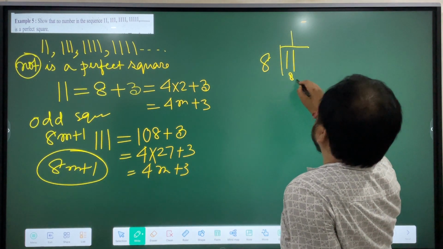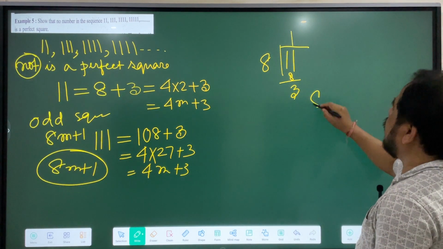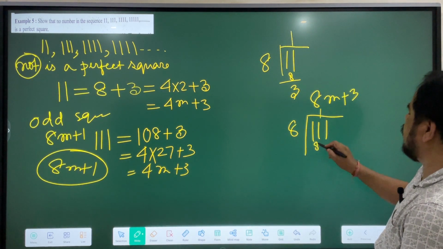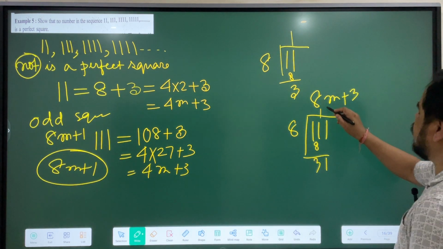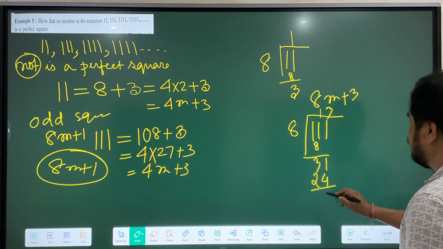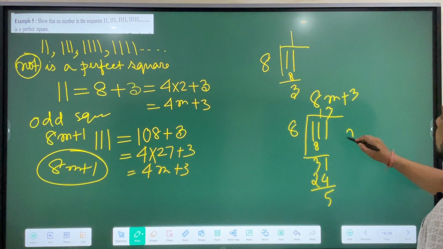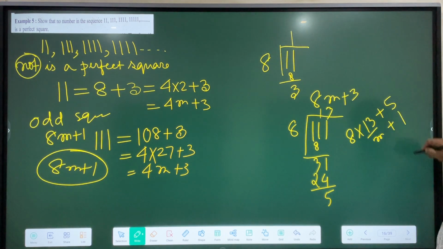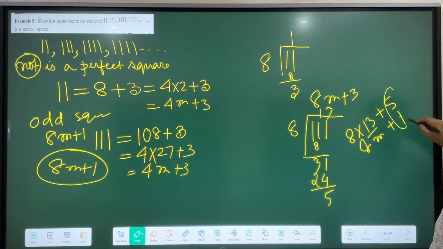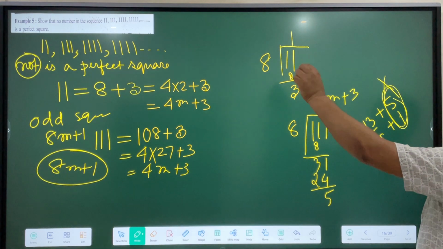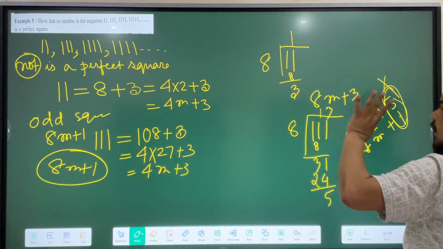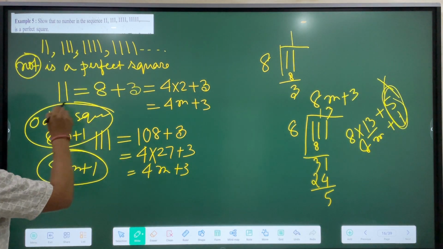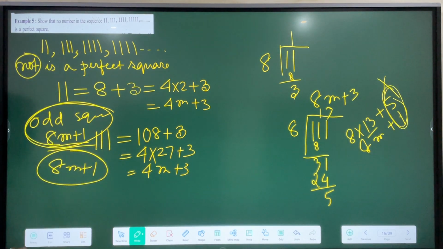8 1 is 8, 3. This one 8m plus 3. Then 111. 8 1 is 8. 3, 8 4, 8 3 is 24. 5. 8 into 13 plus 5. Okay, this one m. But this is not 1, no. 8m, not 1. This cannot be. To get odd number perfect square, we have to get 8m plus 1. So in any sum in exercise also, if you get for odd number square, we will have to use 8m plus 1. Remember that.